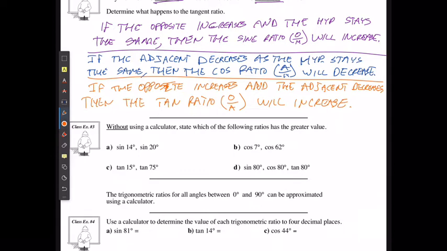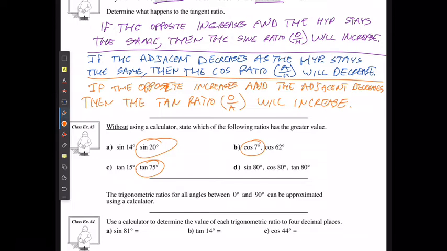So, without using a calculator, state which of the following is going to have a greater value. Well, if I have a sine of 14 and a sine of 20, if my sine gets bigger as my angle gets bigger, then sine 20 is going to be bigger. If I have cos of 7 and cos of 62, well, as my angle gets bigger, my cos ratio gets smaller, then cos of 7 is going to be bigger. If my tan ratio gets bigger as my angle gets bigger, then tan of 75 is going to be bigger.